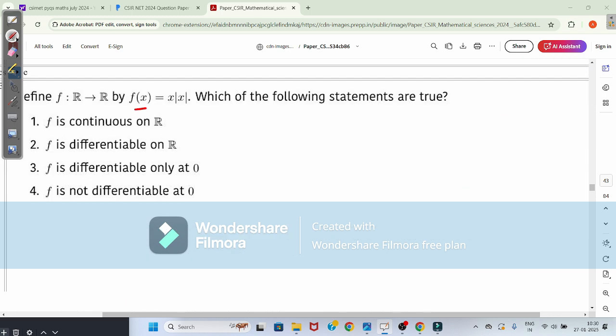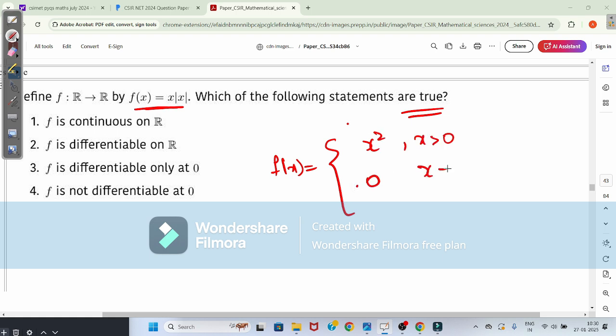Consider this is the function. So f of x is equal to x mod x. Which of the following is true? We have to prove here. Consider this. What is the value of f of x? It becomes x square when x is greater than 0, 0 when x equals 0, and minus x square when x is less than 0. These are the values that have been formed here.